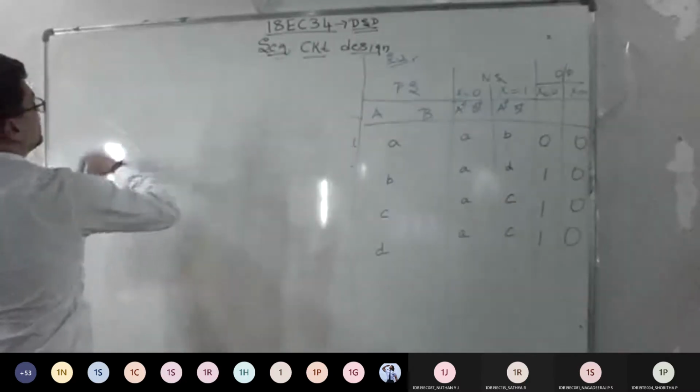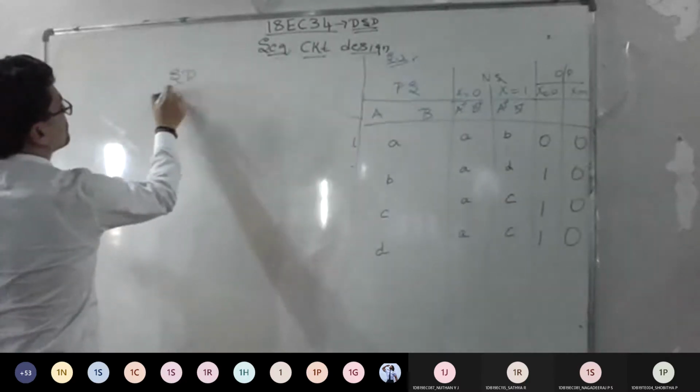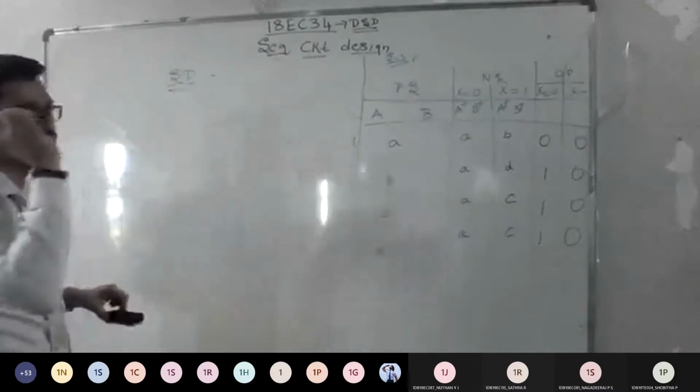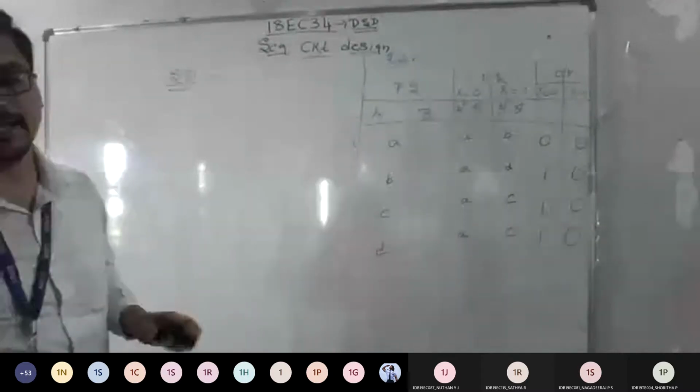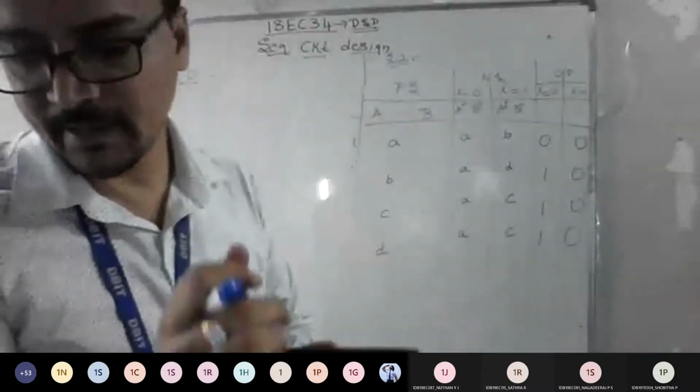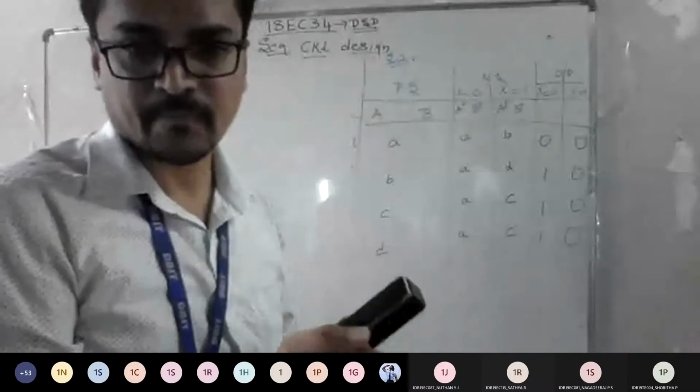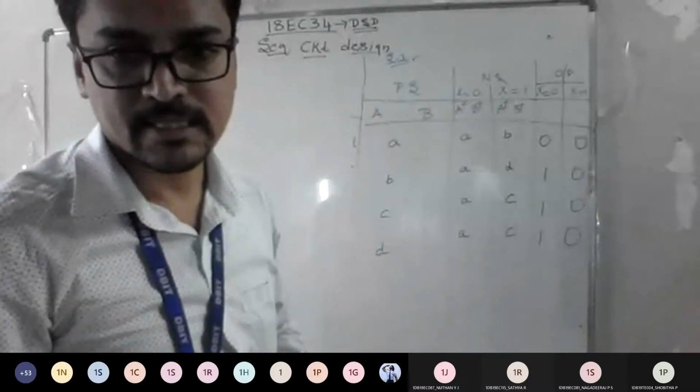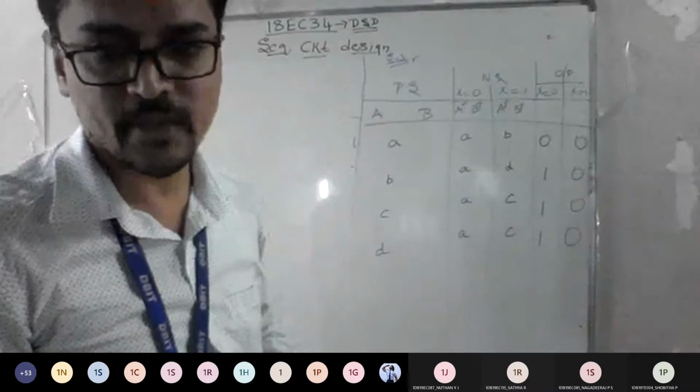Last step, state diagram. To plot the state diagram, what should you do? You need to align your state variables. How many variables do you have?